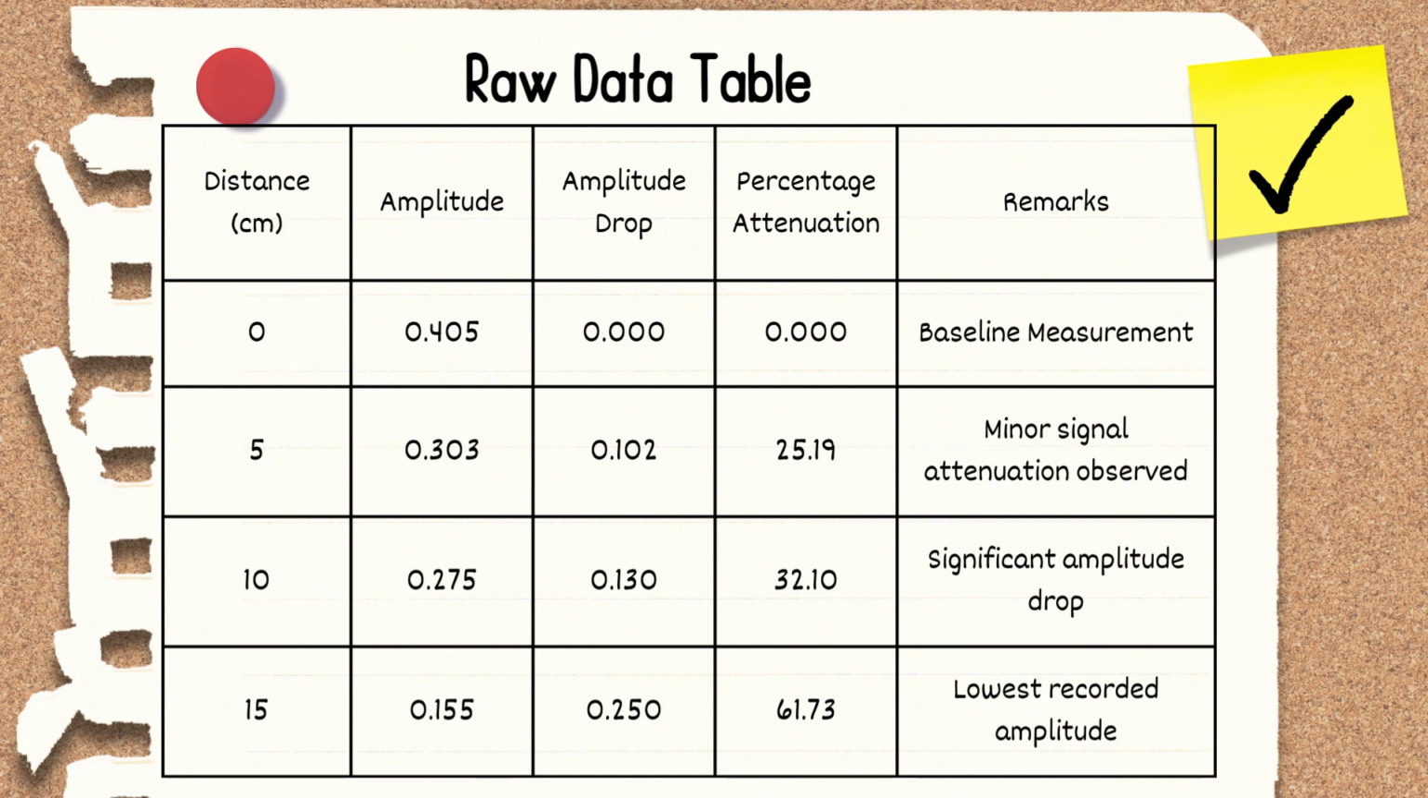attenuation. Finally, at the maximum test distance of 15 centimeters, we hit our lowest recorded amplitude of 0.155. This represents an amplitude drop of 0.250 from our baseline, resulting in a substantial 61.73% percentage attenuation.